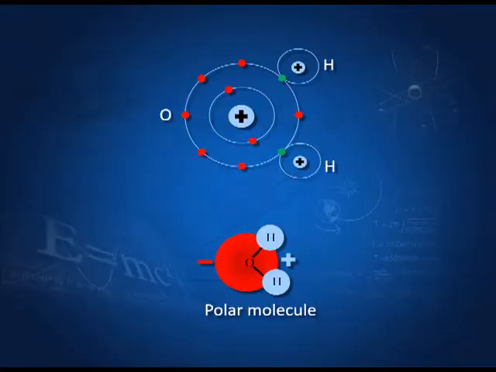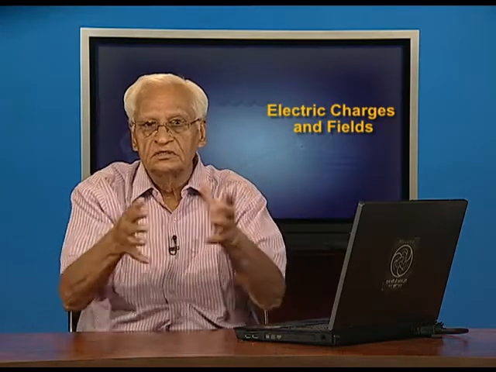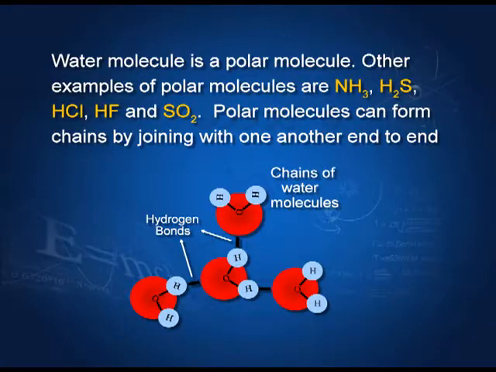So, it becomes a dipole, and such a molecule is known as a polar molecule, because there are two poles now, minus charge and plus charge, and that is how the water molecules join with one another to form chains. This positive connects with this negative, this positive connects with this negative, and like that. In this way, the chains of water molecules are formed, which is liquid water.